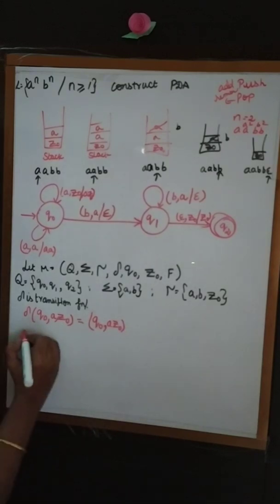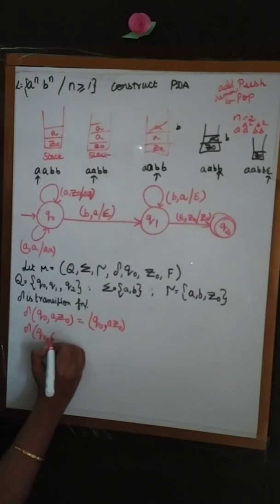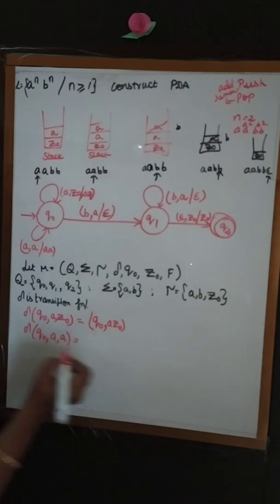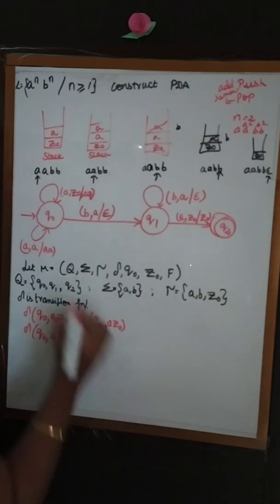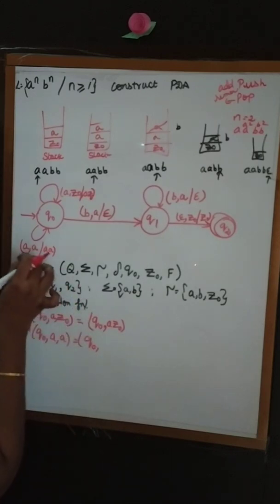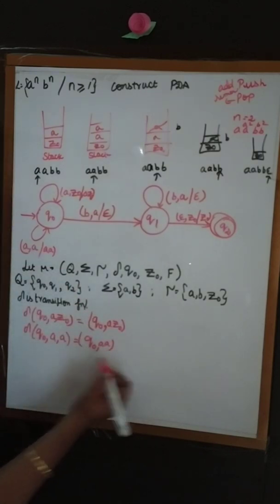We are pushing on. Next, on the q naught with the input symbol a, on the top of the stack is a. What I have to do? It's there in the same state q naught. So what happens? I am pushing it out.